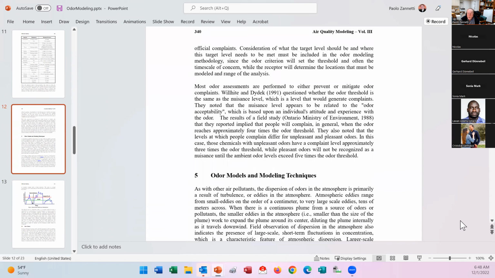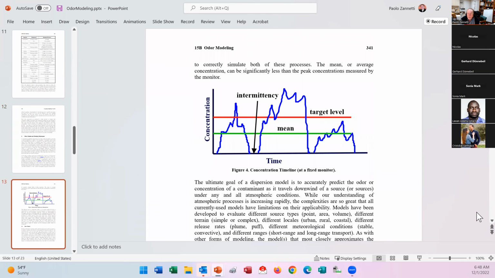Odor modeling more or less is the same as dispersion modeling, except what I mentioned a minute ago, that in some way you need to understand what is the maximum instantaneous value within the hour and not just a mean. So there are factors that are used. For example, a typical factor is 1.6.